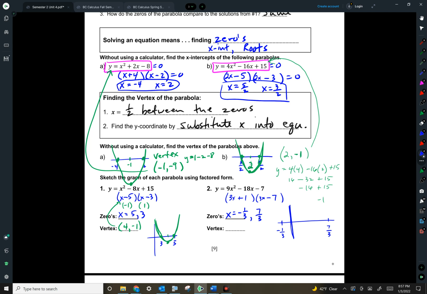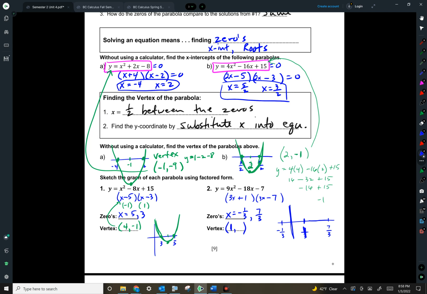Well, if I come 4/3 this direction, 4/3 before I get to 7/3, wouldn't that be 3/3? Right? Or I could say 4/3 away from this negative 1/3. Wouldn't that land me at 3/3? But hey, isn't that just x equals 1? So that means the x-coordinate of my vertex is 1.